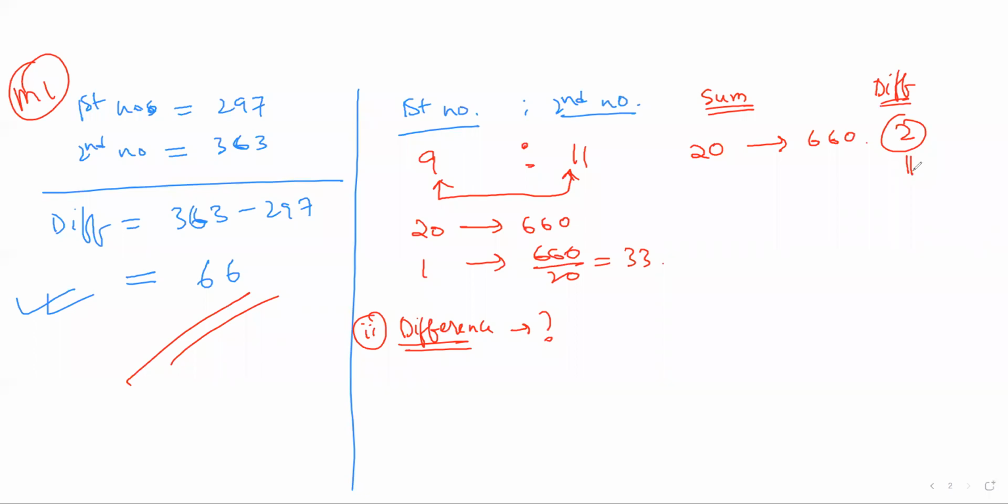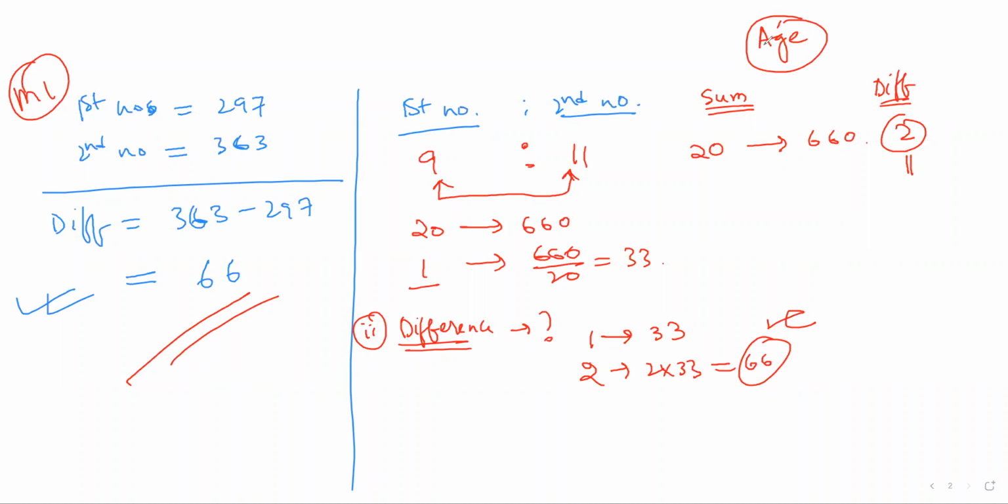One is equivalent with 33, and two is equivalent with 66. So in this way, you can save your time, right? And this method, we are going to use this method. So with ratio and proportion, we are going to solve questions like this.